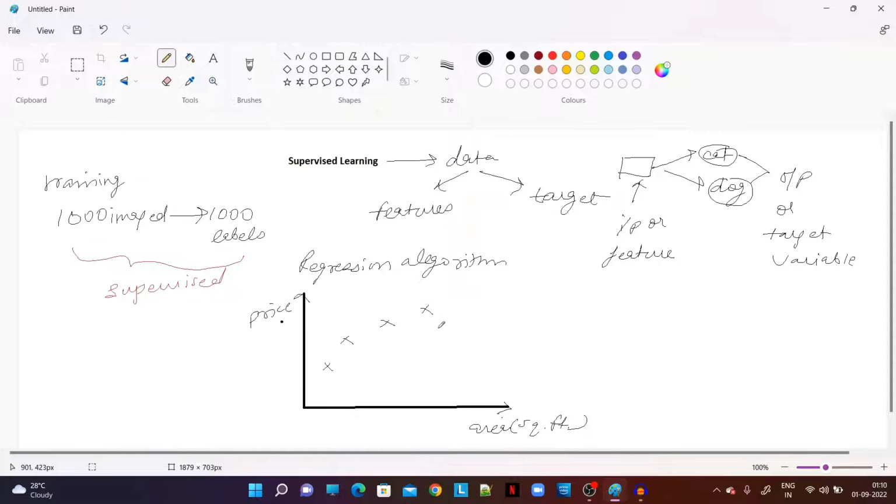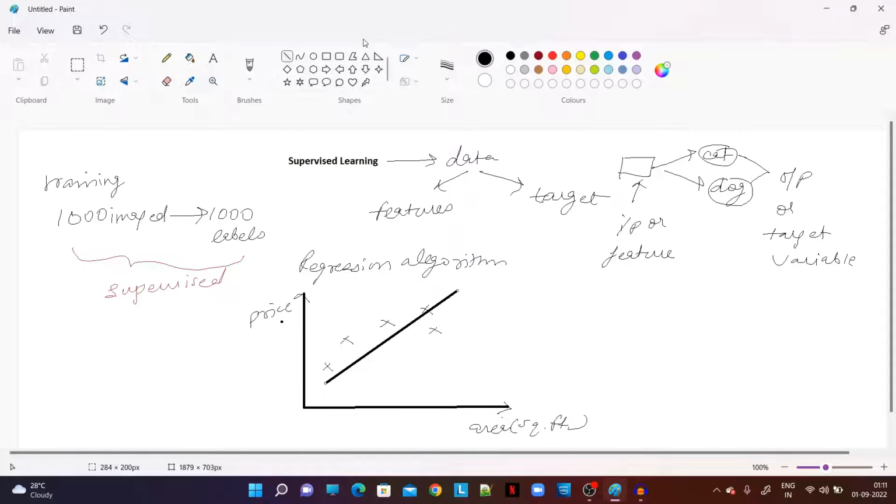Then how do you fit the data points? Is there any relation you see between price and area? Suppose we are trying to fit a straight line between these, how would the straight line look? This would be the straight line, right? How to determine which straight line fits? How would you determine that?